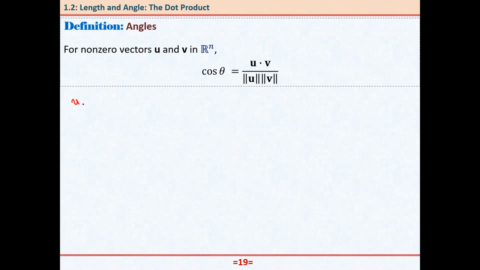Let's say we are given two vectors, u and v, in two-dimensional space. This one is vector u, and this one is vector v. Let's say the angle between these two vectors is theta. So how do we determine this angle?